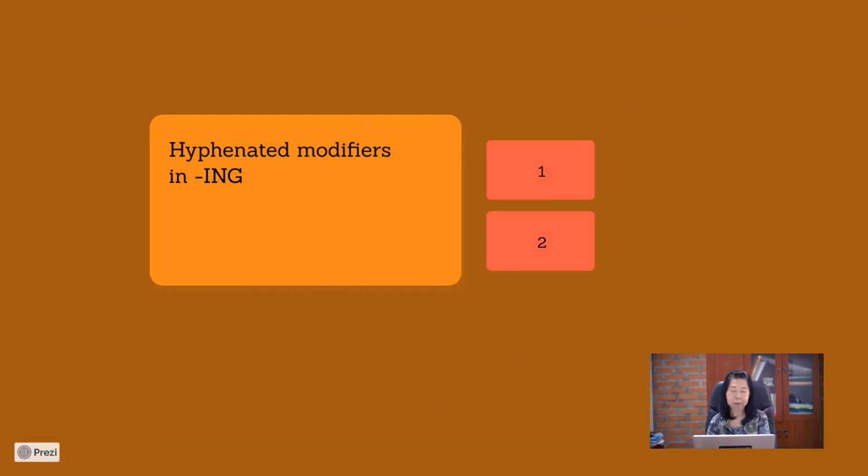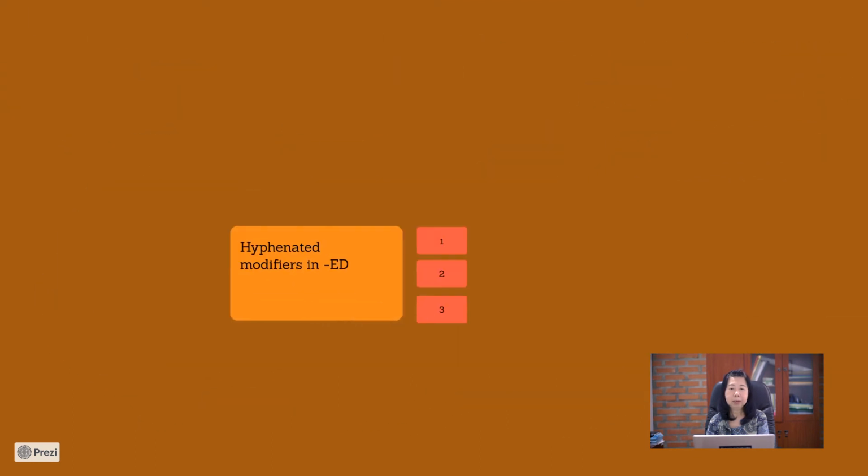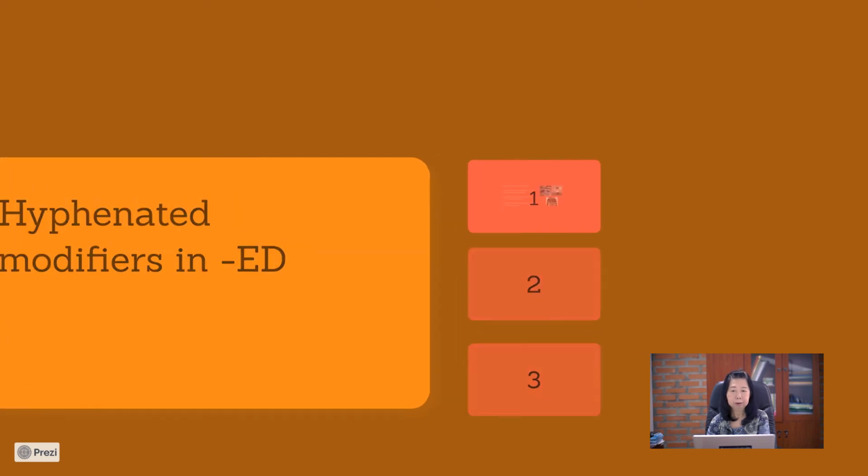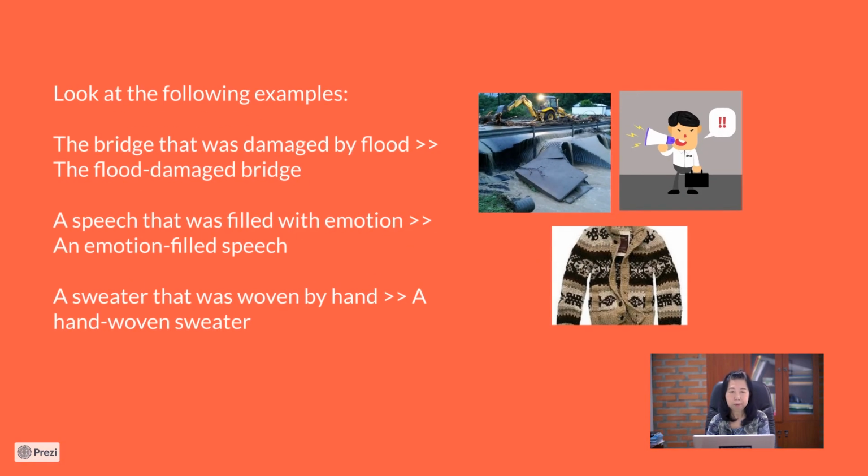The second form is hyphenated modifiers in -ed. The -ed here is actually the past participle verb. Look at the following examples. The bridge that was damaged by flood becomes the flood-damaged bridge.